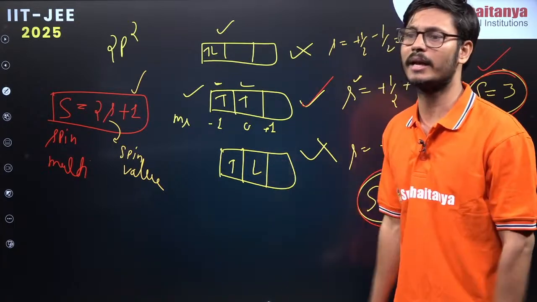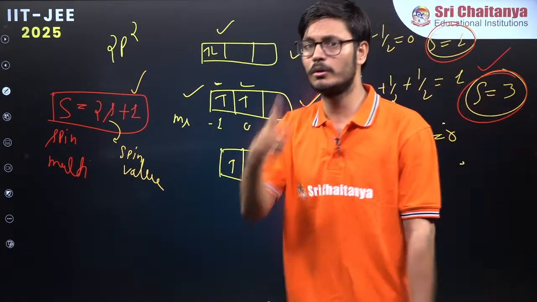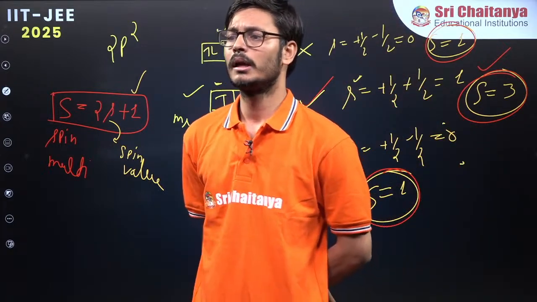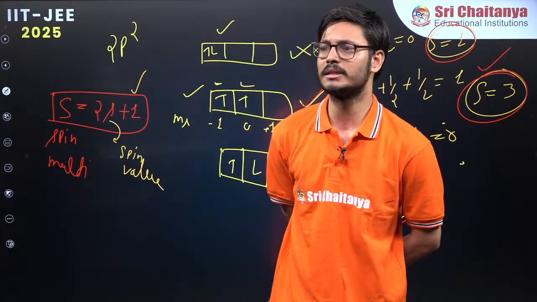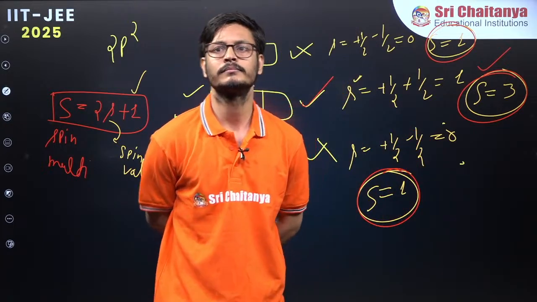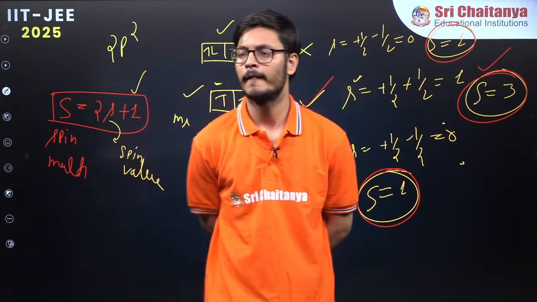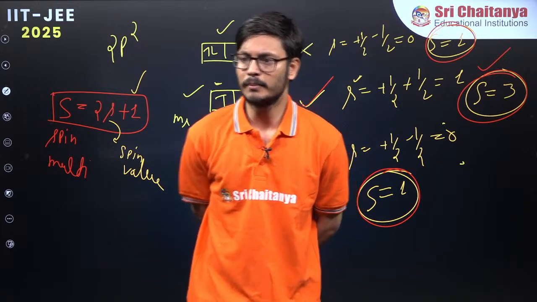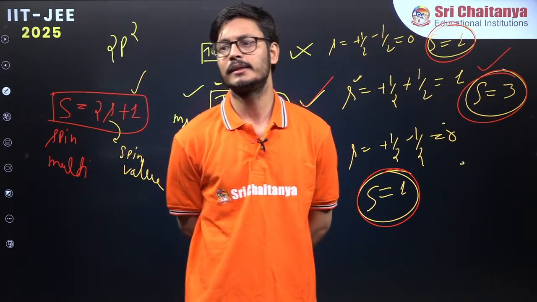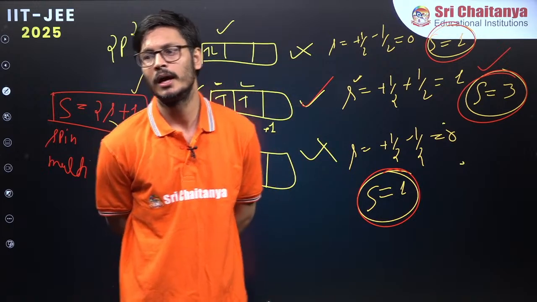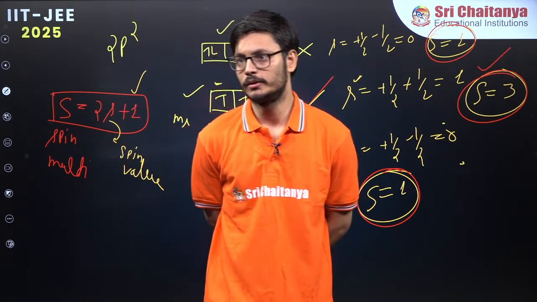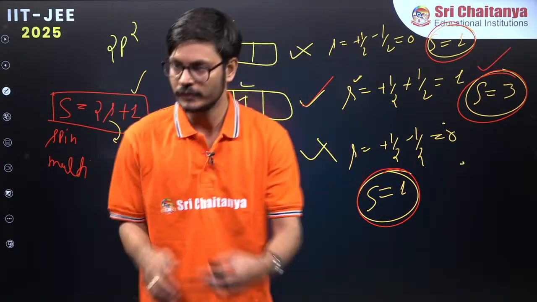How many of you understood Hund's rule? Give me a thumbs up, guys, quickly. Let's see how many of you understood. 3 understood. Everybody else, please give me a thumbs up, guys. Okay, great, guys. Very good.